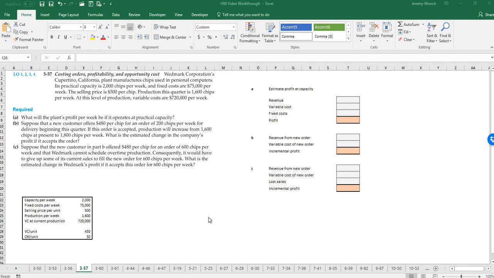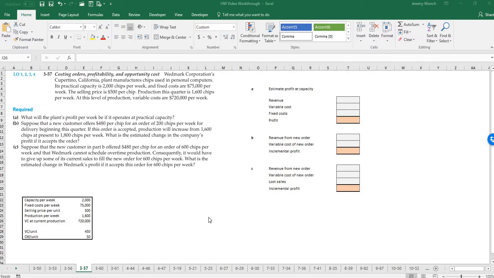In problem 3-57, we have another opportunity cost problem. In this situation, we have a company that makes chips for personal computers that has a capacity of 2,000 chips per week, fixed cost of $75,000 per week. They sell the chip for $500 per chip. Their planned production for this quarter is 1,600 for the week, and at this level of production, their variable costs are $720,000.